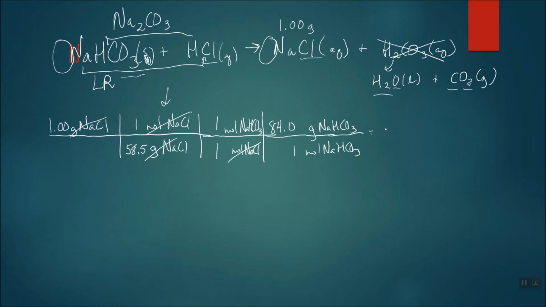Okay, so what did we get? We got 1.43 grams of sodium bicarbonate. So we're going to need to add 1.43 grams of sodium bicarbonate to however much hydrochloric acid will completely react with it. We should see some bubbles forming, because carbon dioxide is a gas, and eventually we should have a watery solution, water and ions.